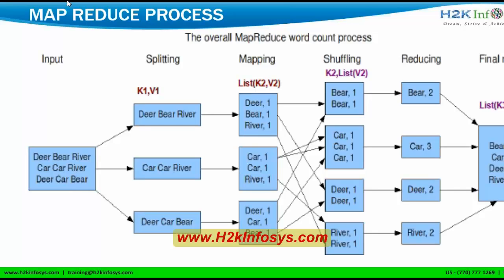So now what my reducer will do is, it will just sum up the values, and it will generate the output as bear comma 2, car comma 3, dir comma 2 and river comma 2.